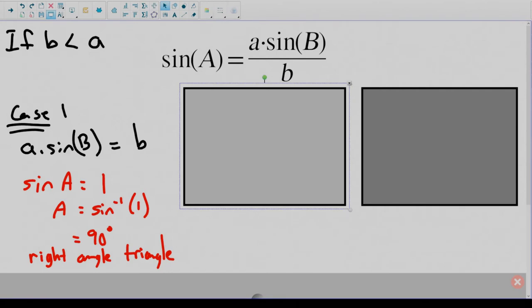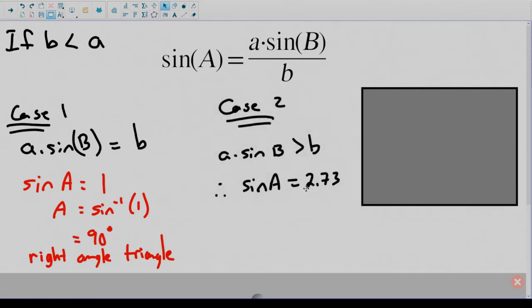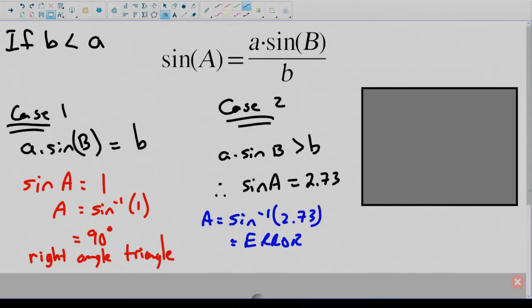What about case 2? Well, in case 2, what happens if the top of the fraction is greater than the bottom of the fraction? Well, then you'd end up with a scenario like I was just talking about, where you'd end up with a number greater than 1 that you have to now try to arc sine. So if you arc sine 2.73, you're going to get an error. And that actually means that there's no triangle possible.